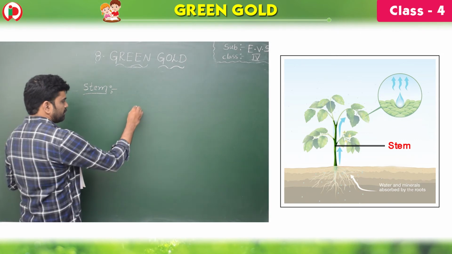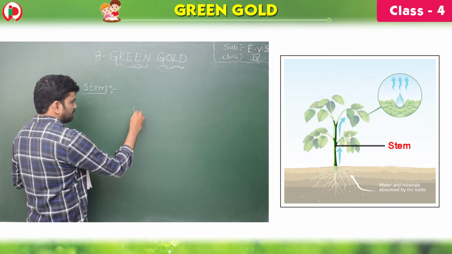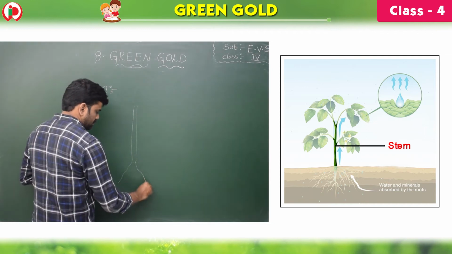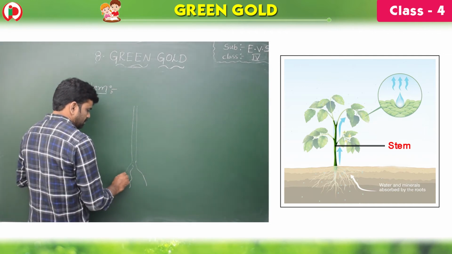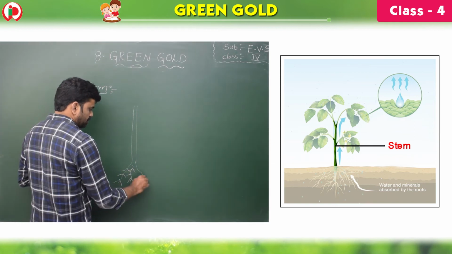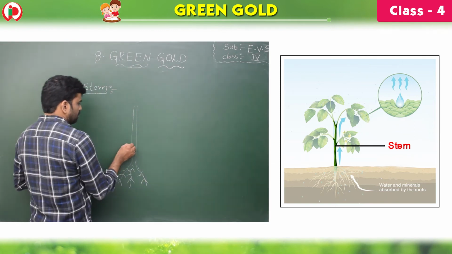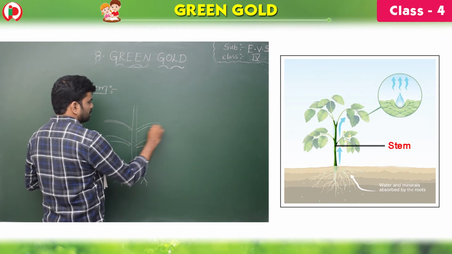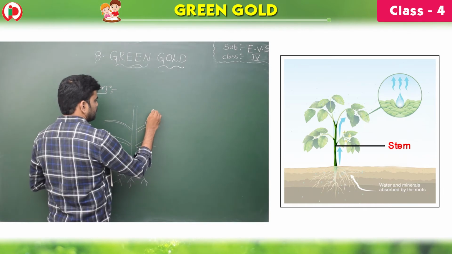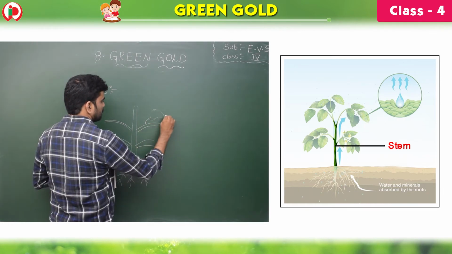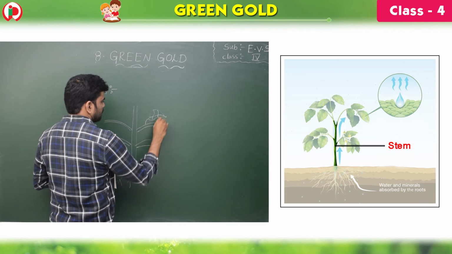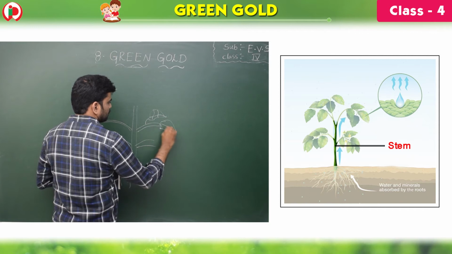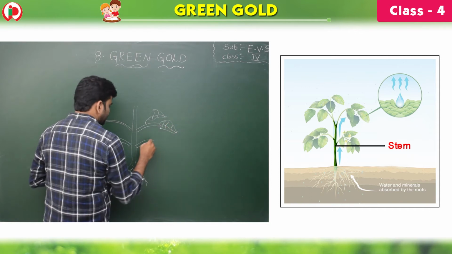So children, you see, we will consider this as the stem, and these are the roots. These are the different branches. And these are the leaves.